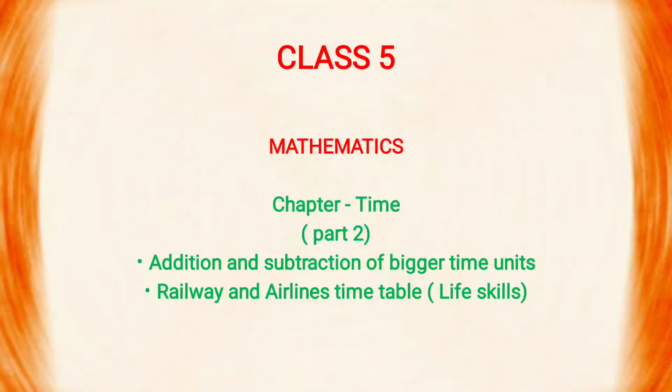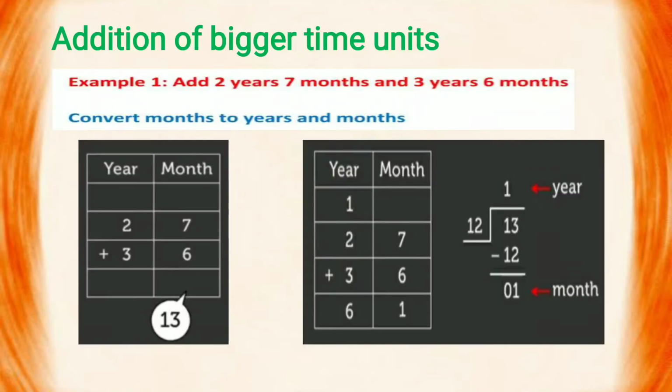This is class 5 mathematics chapter 11, time, part 2. In this video we are going to learn about addition and subtraction of bigger time units, and railway and airlines timetables using life skills. Addition of bigger time units. The first example given is: add 2 years 7 months and 3 years 6 months.